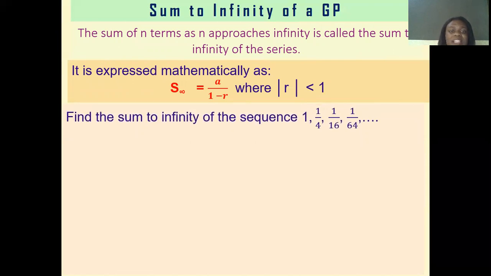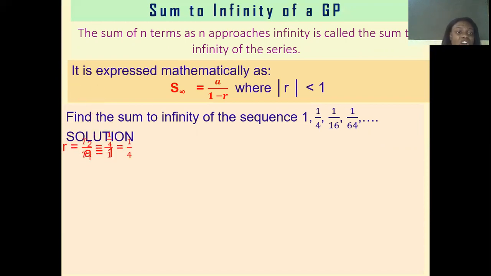Find the sum to infinity of the sequence 1, 1 over 4, 1 over 16, 1 over 64. Our sum to infinity here is going to be easy, and I think this is quite straightforward. Of course our first term a is 1. It's very important that you list out parameters so that you can know what formula to use, or in a case where you already know the formula, it makes your work presentable. So a equals 1.